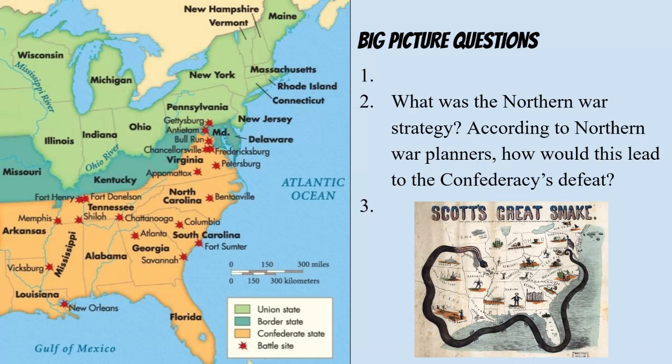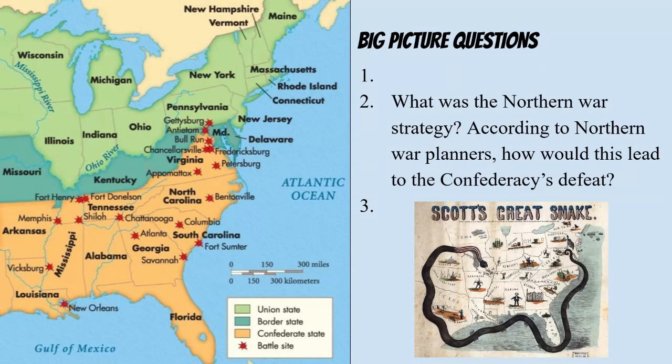Big question number 2, what was the Northern strategy? How could this lead to the Confederacy's defeat? So again, a 2-sentence response would be okay here if you write well. Keep in mind the Northern war strategy was to surround and cut off the South. So it was a blockade. And the idea behind a blockade was that you don't let any ships get into the South to bring food and guns and weapons and ammunition, because the South doesn't have a lot of that.